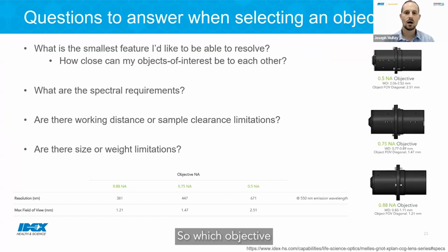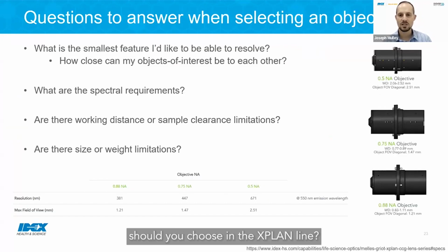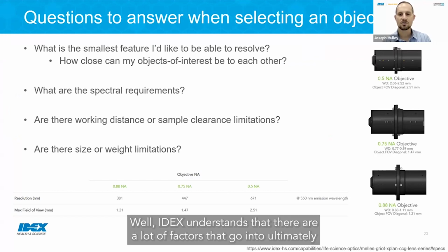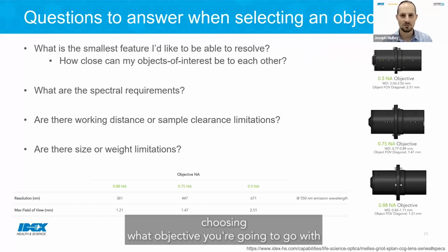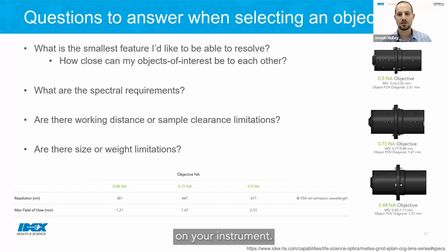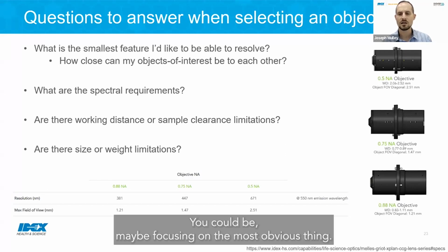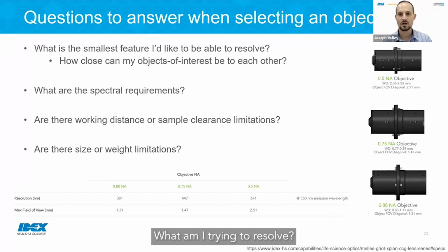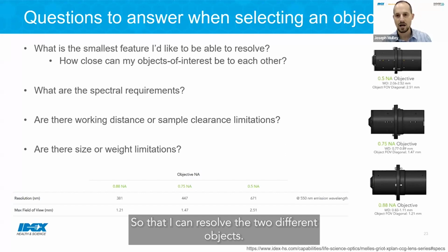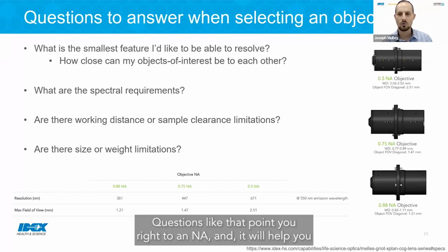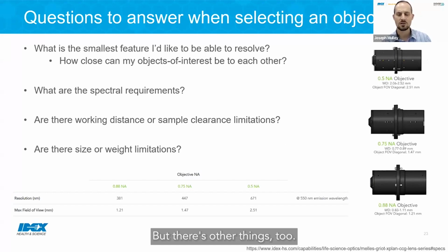So, which objective should you choose in the XPLAN line? Well, IDEX understands that there are a lot of factors that go into ultimately choosing what objective you're going to go with on your instrument. You could be maybe focusing on the most obvious thing. What am I trying to resolve? Or maybe said another way, how close can my objects be to each other so that I can resolve the two different objects, right? Questions like that point you right to an NA and it will help you select your objective. But there's other things too.